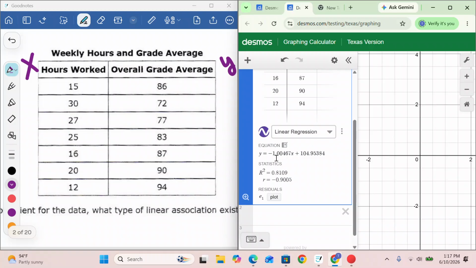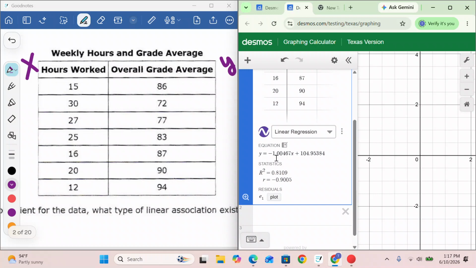You see this rate of change? This is the rate of change, the number next to the x. It is always a rate of change. So is that number next to the x positive or negative? It is negative. The negative 1.00467 will tell you whether it's positive or negative. We know it's a negative.